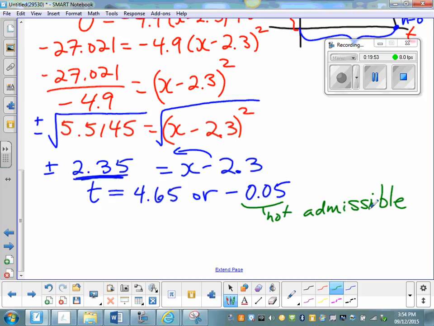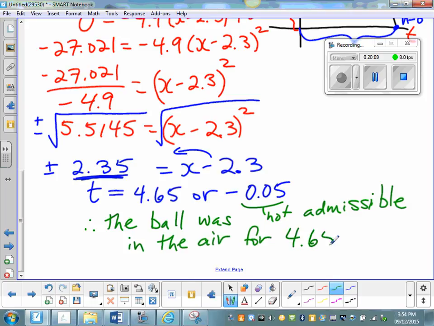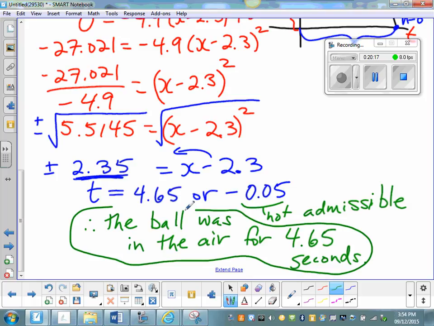So our answer then is therefore the ball was in the air for 4.65 seconds. And that would be our final answer for that.